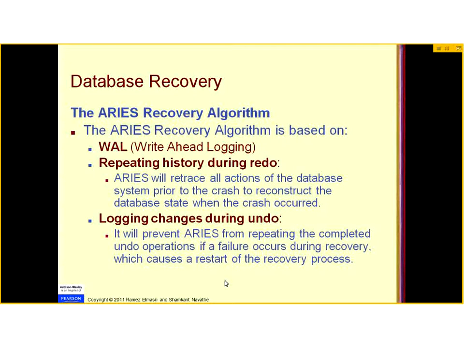Now this is the ARIES recovery algorithm. This algorithm is excluded from your course contents. All of the instructors have decided to exclude it because it is not mentioned in the learning outcomes of this week. So this is excluded, but you need to know the basics of it. You just need to have an idea that the ARIES recovery algorithm is based on write-ahead logging, and you repeat history during redo, and you log changes during undo. That's all about it. You don't need to know more details about it.